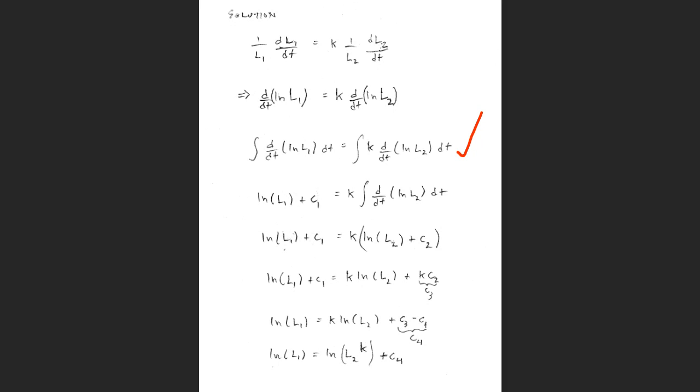Oh, I see what you mean. And then you integrate both sides. Ah, I see what you're saying. You're saying that we could have 1 over L1 dL1 equals k times 1 over L2. Sorry, let me write it a little nicer. Hold on.